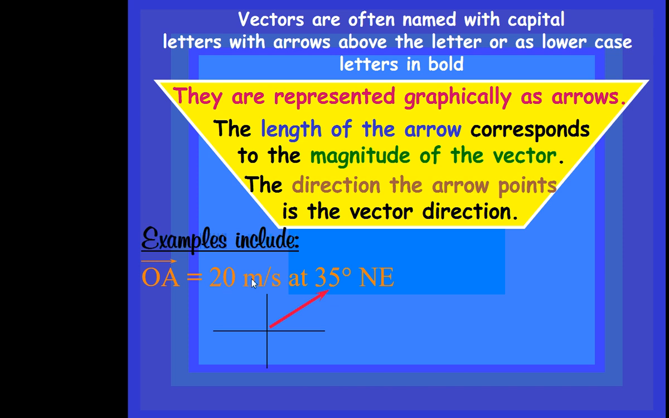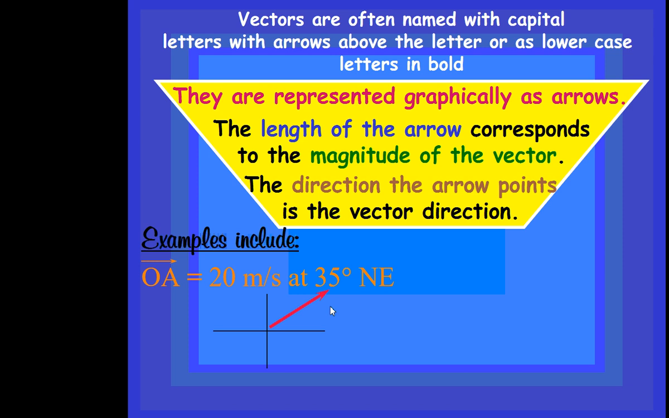So they could say 20 meters per second. So 20 would be the length of the arrow. If you used Pythagoras, you knew this length and this length, and used Pythagoras to work out the hypotenuse, you would get 20. And the direction is 35 degrees northeast.